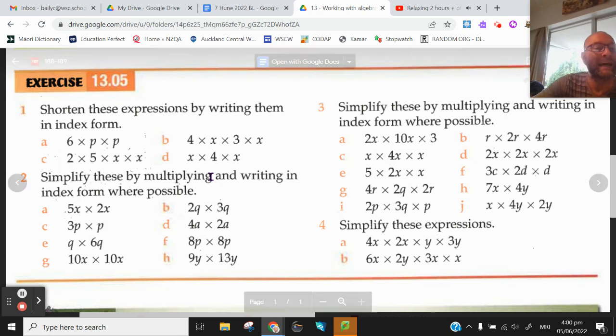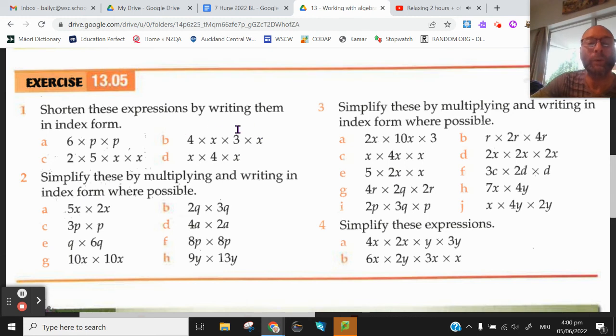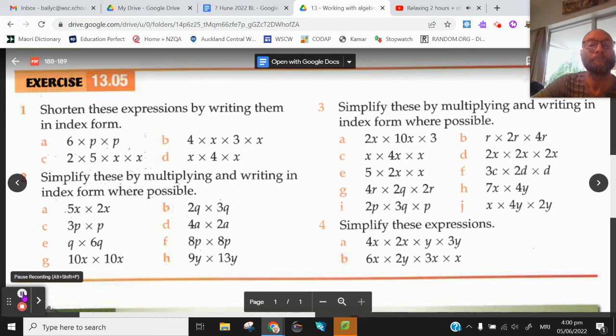Let's try a couple together. 6 times p times p would be written as 6p to the power 2. 4 times x times 3 times x, well, what we're going to do is we're going to combine the numbers, 4 times 3 giving us 12, and x times x is x to the power 2. Please remember to always put the number before the letter.